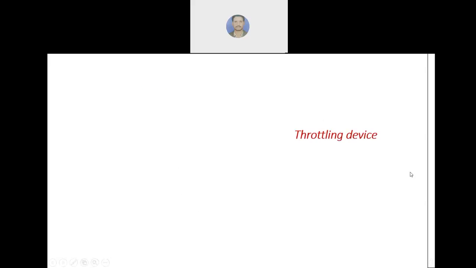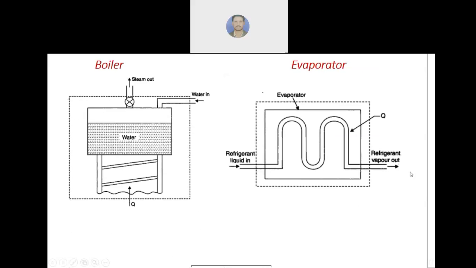Here W is equal to this much, and there Q is equal to this much. See, Q equals H2 minus H1. Because there is no work in the case of a boiler and evaporator, work will be 0. Now it depends on Z, meaning potential energy, and velocity. These things are nothing, not related to velocity. But there can be potential head, potential energy, depending on the height of inlet and outlet.